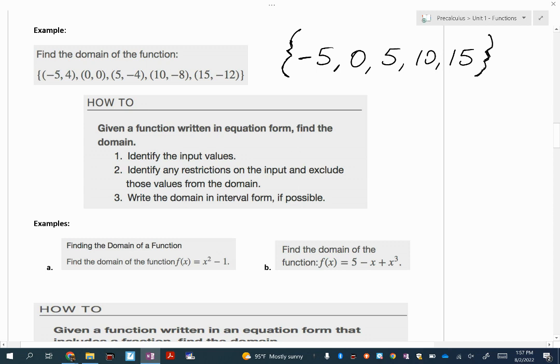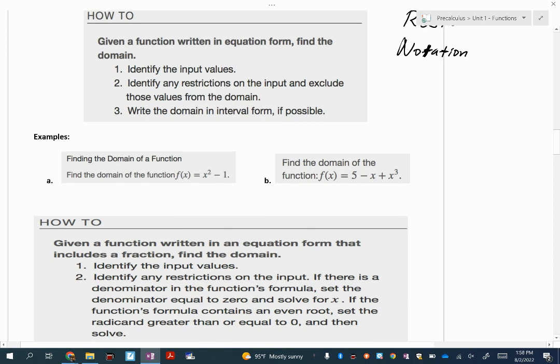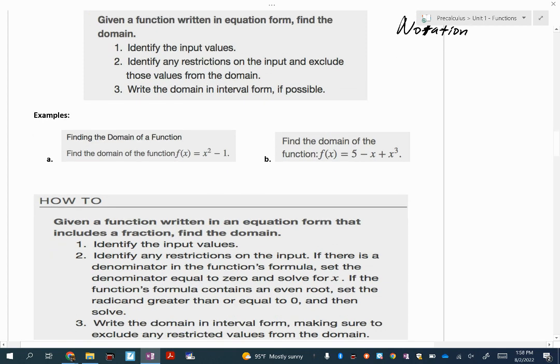Okay, so that's called, again, I'll put it here, roster notation. You try to avoid this as much as possible. You'll see it's very, very cumbersome. One thing that helped me when I was in high school was to think of roster notation like a class roster that the teacher is looking at. Okay, so let's look at finding the domain of these next two, hopefully using interval notation.